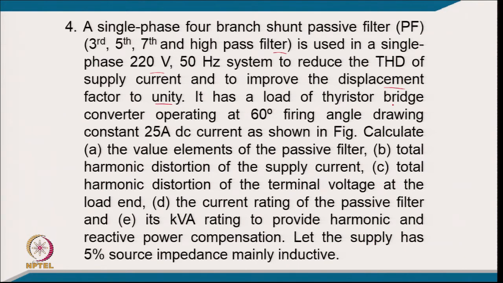It has a load of a thyristor bridge converter operating at 60° firing angle, drawing a constant 25 ampere DC current as shown here. Calculate the value of elements of the passive filter, the total harmonic distortion of supply current, the total harmonic distortion of terminal voltage, the current rating of the passive filter, and the kVA rating to provide harmonics and reactive power compensation. Let the supply have a 5% source impedance, mainly inductive.